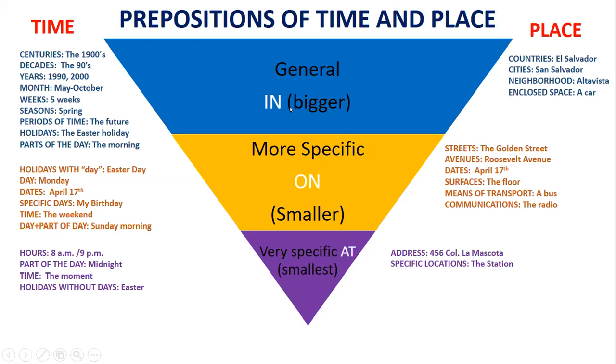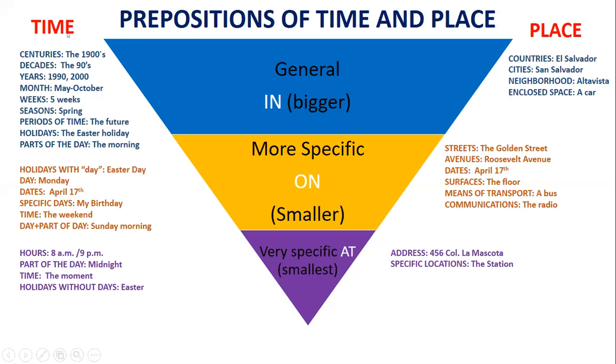So, in, if you see, is in the biggest part of the triangle. And this is because it's more general. And if you're talking about place, it's bigger. Si hablamos de tiempo es más general y si hablamos de lugar es más grande.